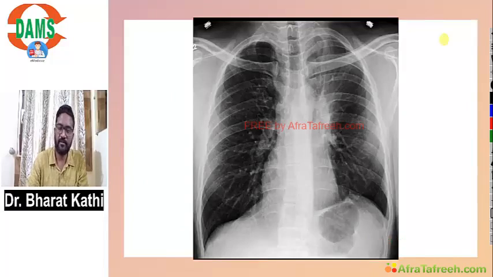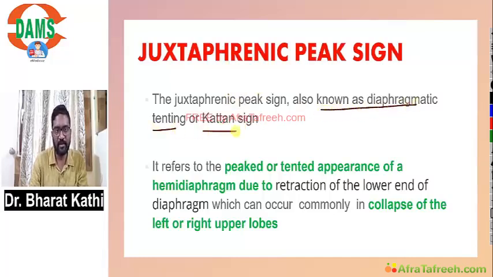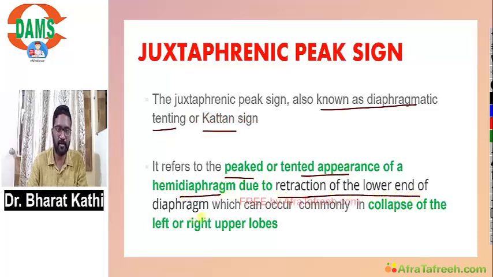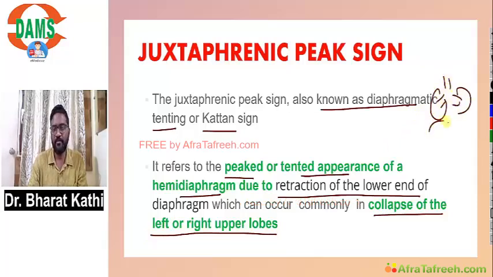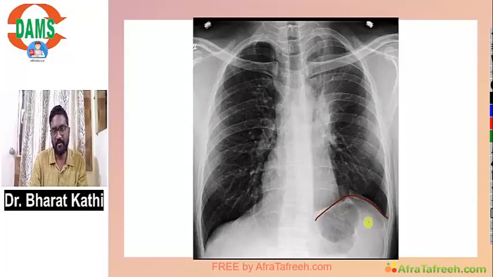Okay. Next is called the juxtaphrenic peak sign. It is also known as diaphragmatic tenting, also called the Katten sign. It refers to a peaked or tented appearance of the hemidiaphragm due to retraction of the lower end of the diaphragm, which can occur because of collapse of the left or right upper lobes. Normally your diaphragm should have a smooth contour. Whenever there is collapse of the right upper lobe, your diaphragm can be pulled up and it will have a peak sign. So you can have a tenting.